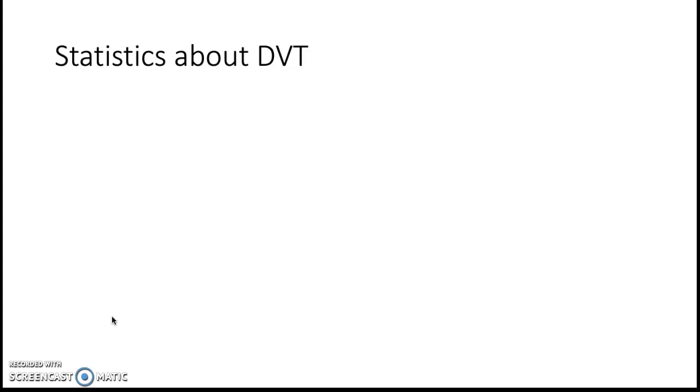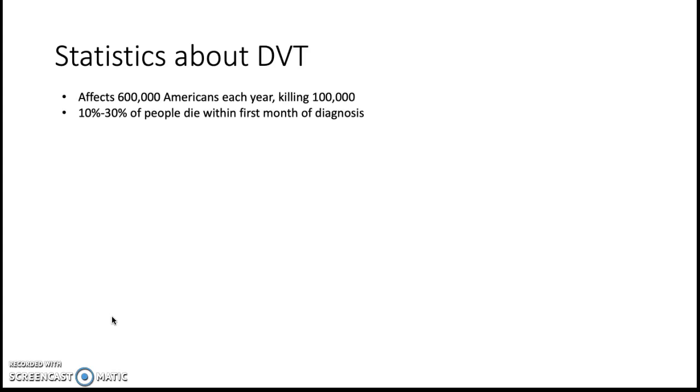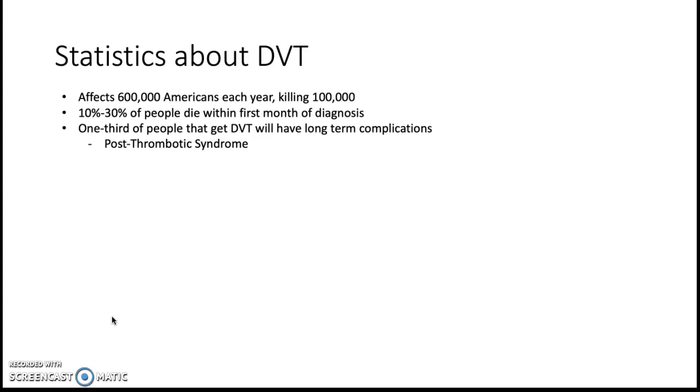So here's some statistics about DVT. It affects, on average, 600,000 Americans each year and kills up to 100,000. And 10 to 30% of people die of DVT within the first month of diagnosis. You can see this is a pretty high death rate. About 1/3 of people that get DVT will have long-term complications, which come in the form of post-thrombotic syndrome. This usually entails swelling in the affected limbs.